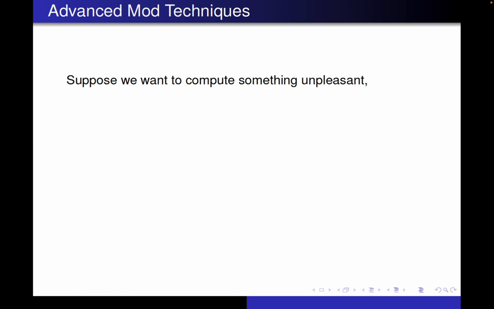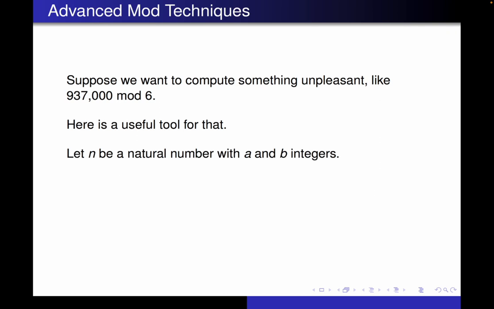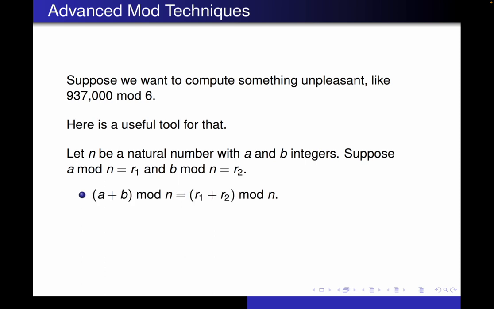So suppose we want to compute a mod operator computation that is kind of unpleasant, like, say, 937,000 mod 6. Here is a useful tool for actually doing that computation. Suppose n is a natural number and a and b are integers, and suppose that a mod n is equal to some number r1, so that's like a remainder, right? And b mod n is equal to some other number r2.